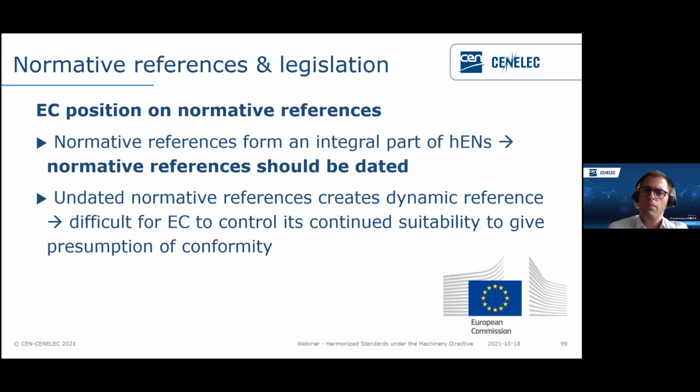So the Commission believes that undated normative references create a dynamic reference, which is very difficult for the Commission to control. So this means that, let's say there is a harmonized standard cited in the official journal that includes one undated normative reference. If in the future that undated normative reference is revised, the Commission do not have control whether that clause of the standard to which the normative reference is included still gives presumption of conformity or not. So in the eyes of the Commission, with undated normative references, there is a risk of losing presumption of conformity.